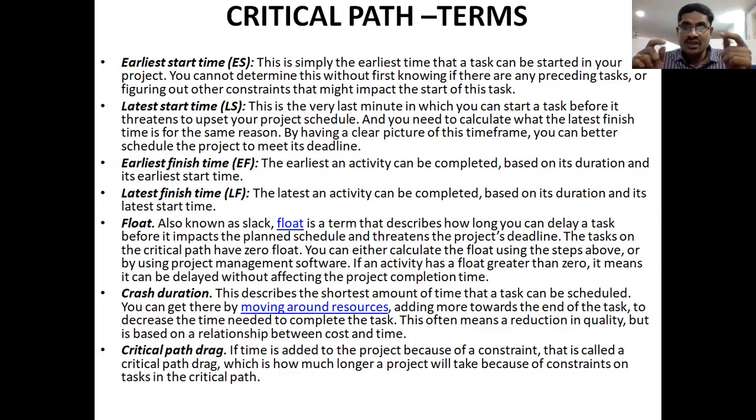Actual cost means the cost we actually expended for a particular task. Normal cost means the planned cost for each and every task in advance. The difference between the normal planned cost and the actual cost we incurred also comes under crash duration. So actual cost, normal cost, actual time, normal time: the differences between all these are concerned with crash duration. Next, critical path, simply the critical way. These are the few terms we already discussed.